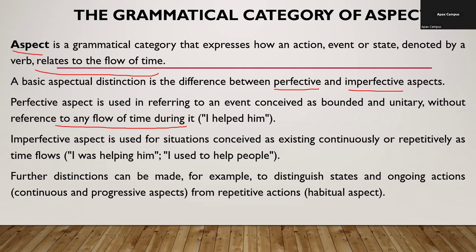But the opposite is imperfective aspect. This aspect is used for situations conceived as existing continuously or repetitively with the flow of time. Like, I was helping him. You can easily understand this example. This is a progressive aspect, continuous aspect, past continuous. I was helping him. There, it clearly indicates a duration. If you want, you can add adverbials to understand it more clearly. Like, last month, I was helping him for 2 weeks.